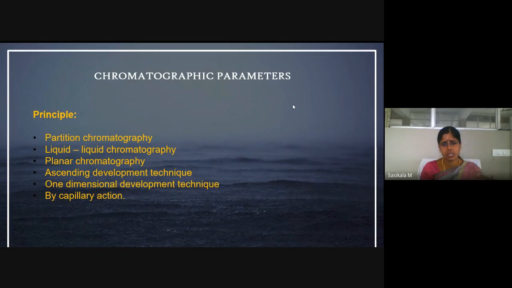Okay. So these are the principles we follow under paper chromatographic parameters. First one is partition chromatography, then liquid chromatography, planar ascending development technique, one-dimensional development technique, and by capillary action, the sample moves for separation. There are different development techniques. The most followed technique is ascending development and one-dimensional development technique.